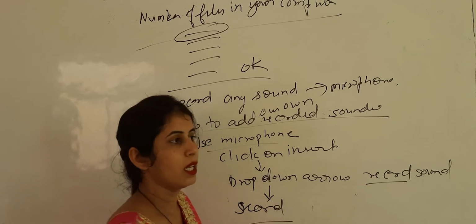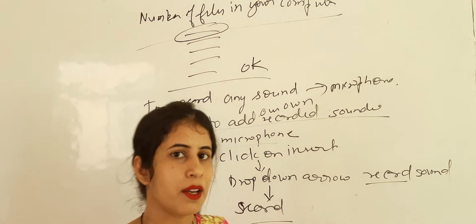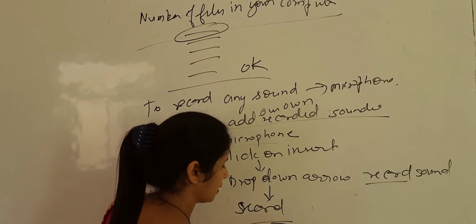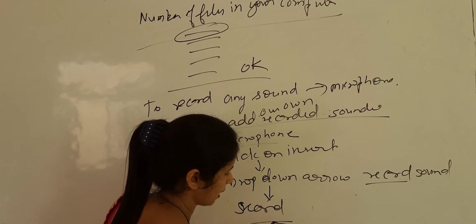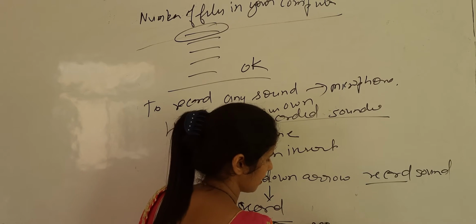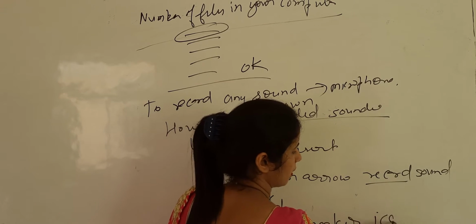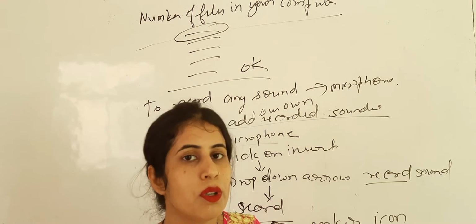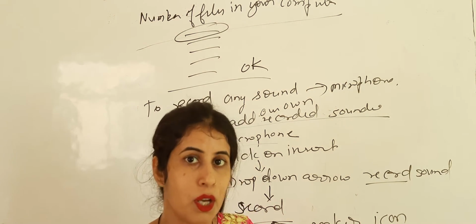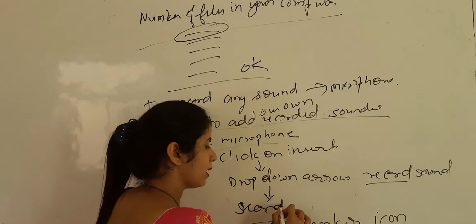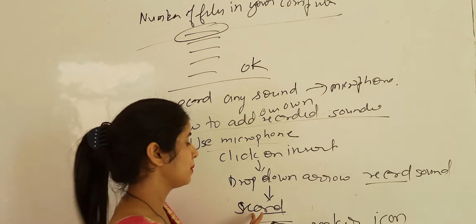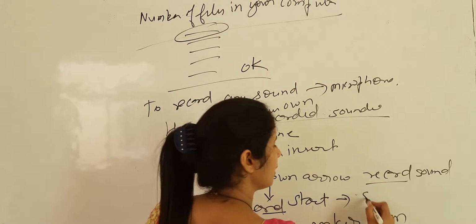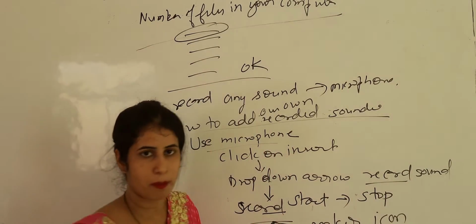Then it will show you an option of record. Once we have recorded our sound, we will see a speaker icon there. This is known as a speaker icon. The speaker icon is used to play the sound that you recorded. To record, you click on record, which means start recording, and when you have completed it, you click on stop.